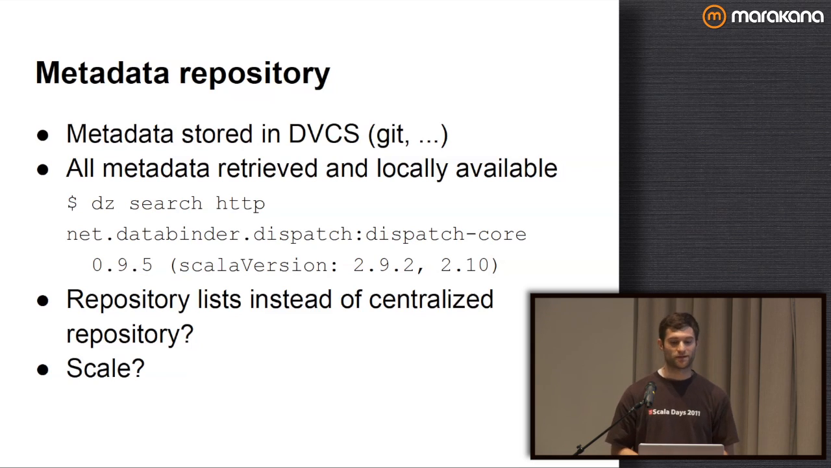Big questions to answer: does this scale? Maven Central's large. What is it like to download all the metadata? Can Git do it efficiently enough? Or do we just split the repositories up so you only download what you need? So can we solve that open question?